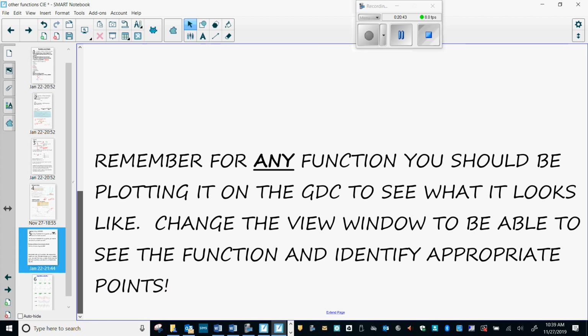So if you're ever asked to plot them, always plot them on your calculator so you can see what they should look like, and that will catch any errors. If you're not comfortable putting stuff into your calculator, then you need to practice that, which means you probably need to make sure you're bringing it to every class and making sure it's charged.